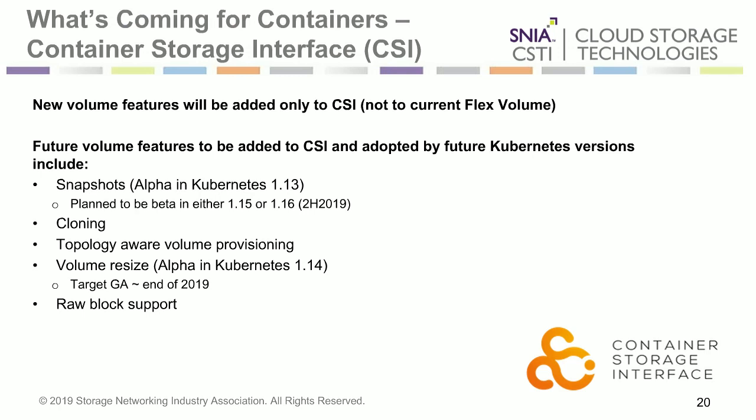And something that's kind of new is raw block support. This is essentially where you just don't make a file system. The application is going to be responsible for creating that file system. So you would just map a volume out there, and the container will be responsible for what it needs to do next.